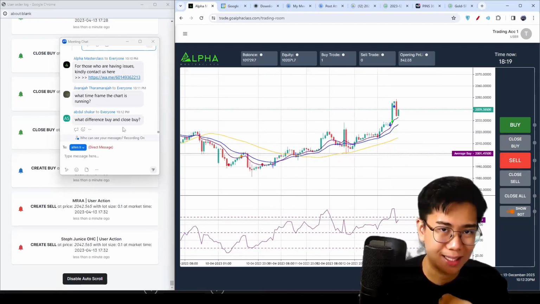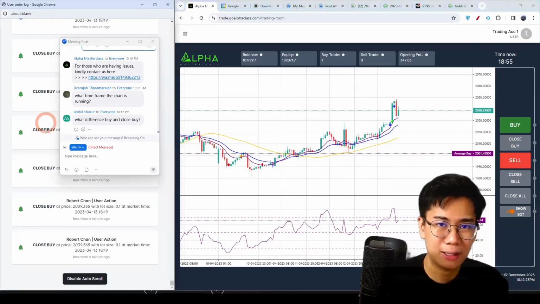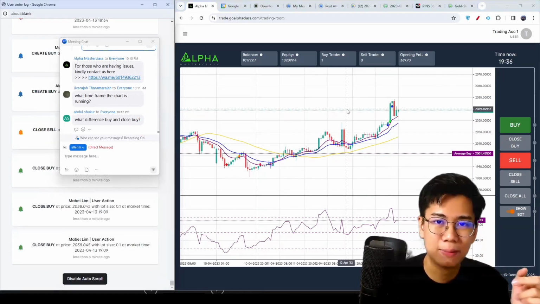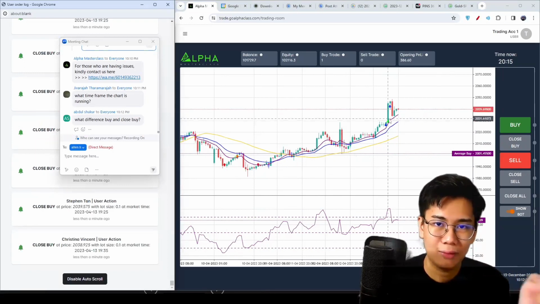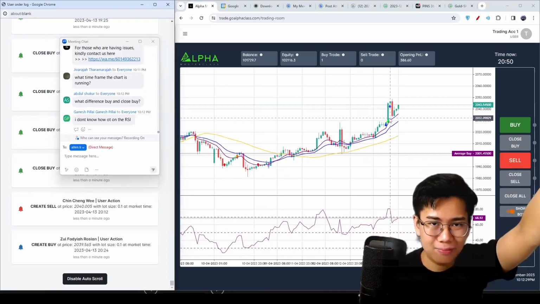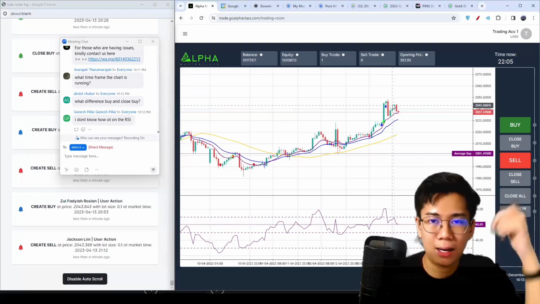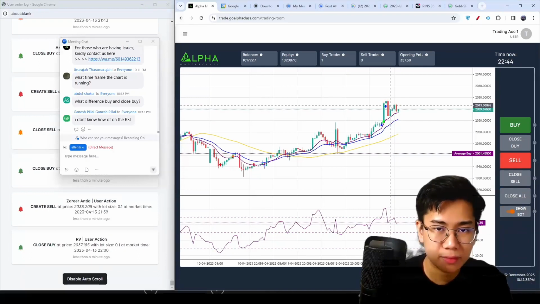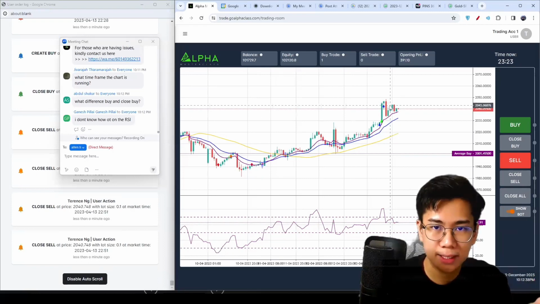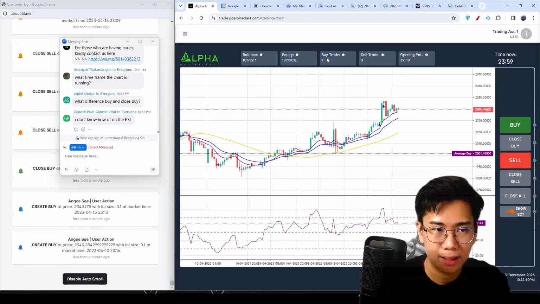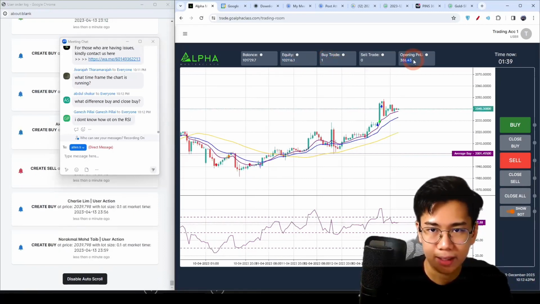It's my time to exit, but still there are people who want to enter buy. These are the people who get trapped. When there's a sharp up, it means close buy already. What is the difference with close buy? You see that I got a buy here, right? You see there is a profit, right?